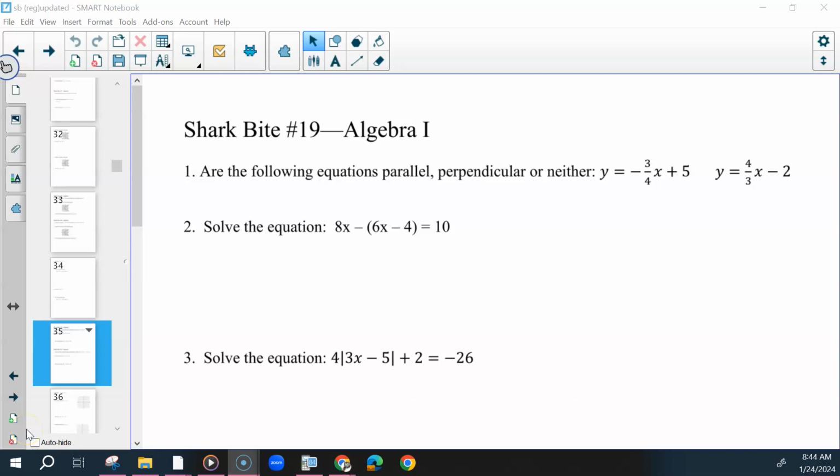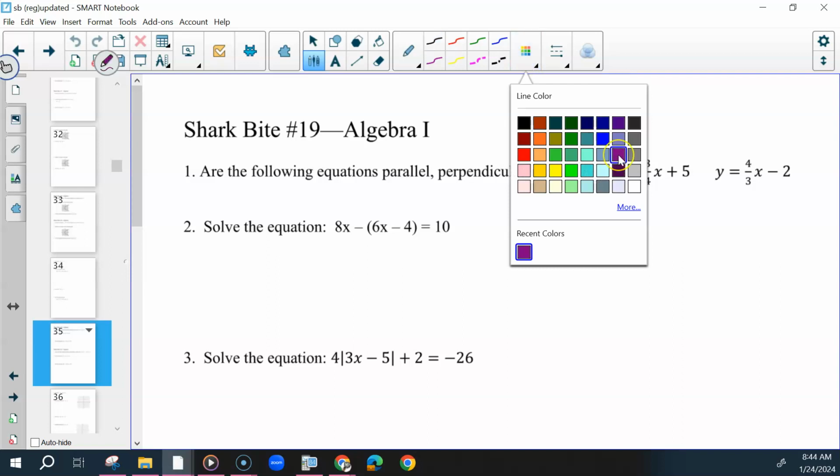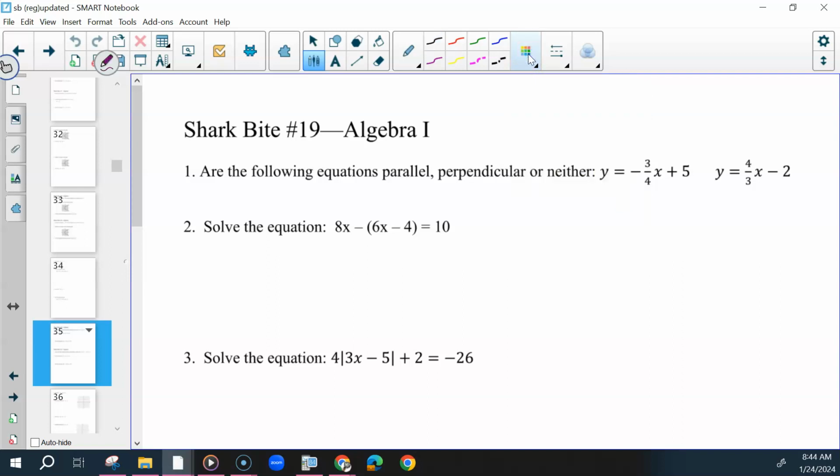We're going to use Desmos for as many as possible. After we finish 20, you will be using Desmos for as many as possible to prepare you for the SOL, as you will be using Desmos. For the first one, if you are looking for are these parallel, perpendicular, or neither, you're looking at the slopes.